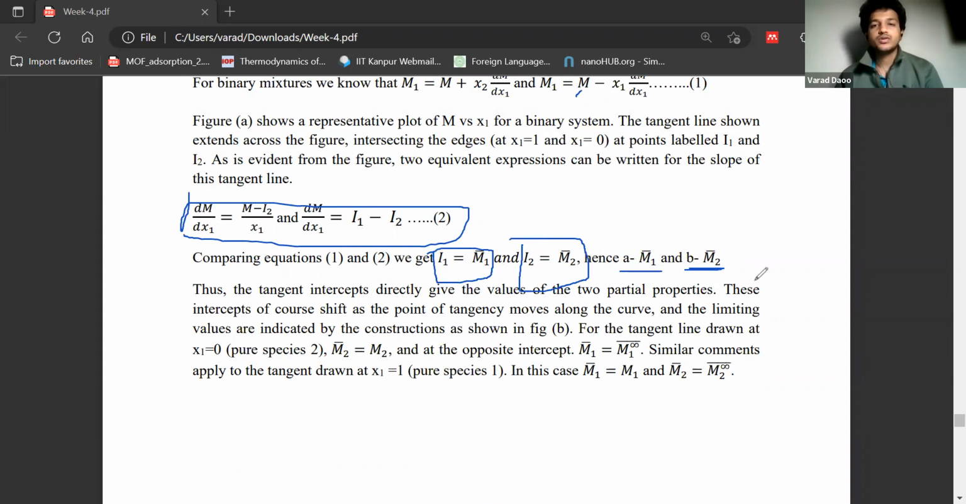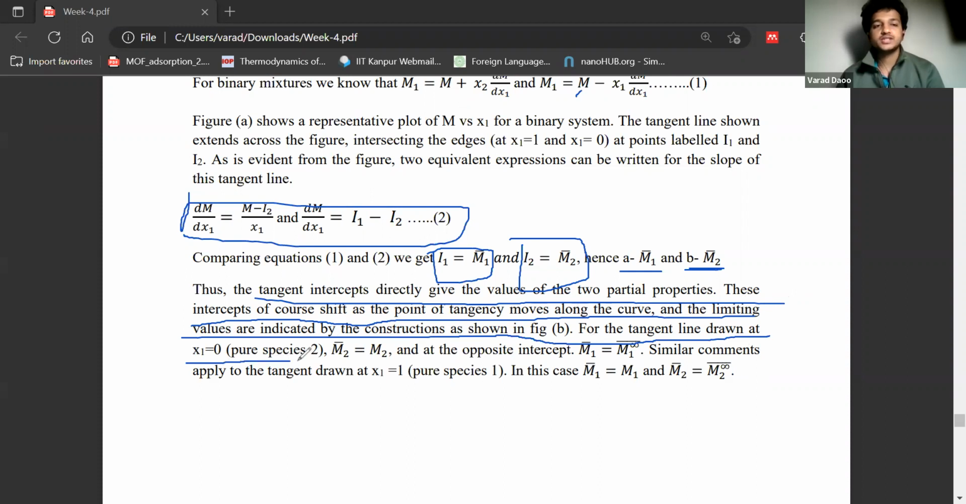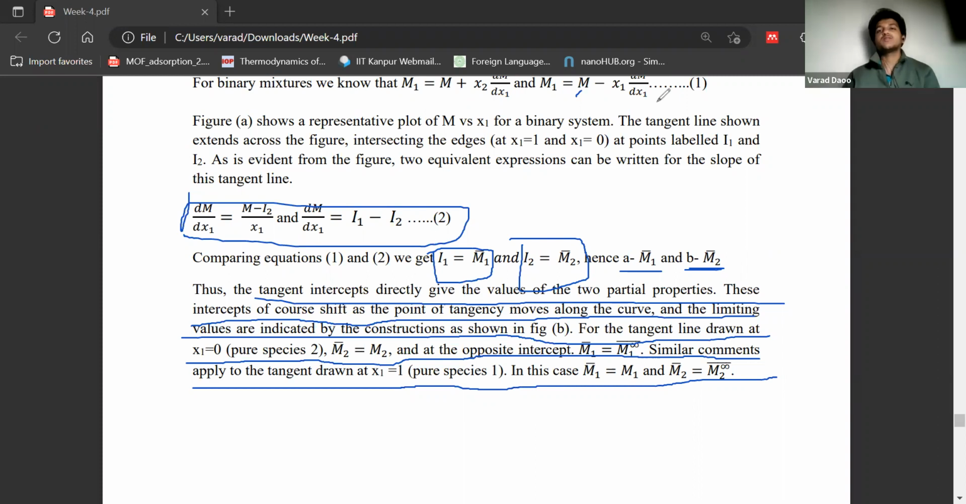Okay. So that is why we are saying the tangent intercepts directly give values of the two partial molar properties. These intercepts, of course, shift as the point of tangency moves along the curve. The limiting values are indicated by the construction shown in figure B. For the tangent line drawn at x1 equal to 0, that is pure species 2, M2 bar is nothing but M2, and the opposite intercept is M1 bar infinity. Similar comments apply to the tangent drawn at x1 equal to 1, that is pure species 1. In this case, M1 bar is nothing but M1 and M2 bar is nothing but M2 bar infinity.